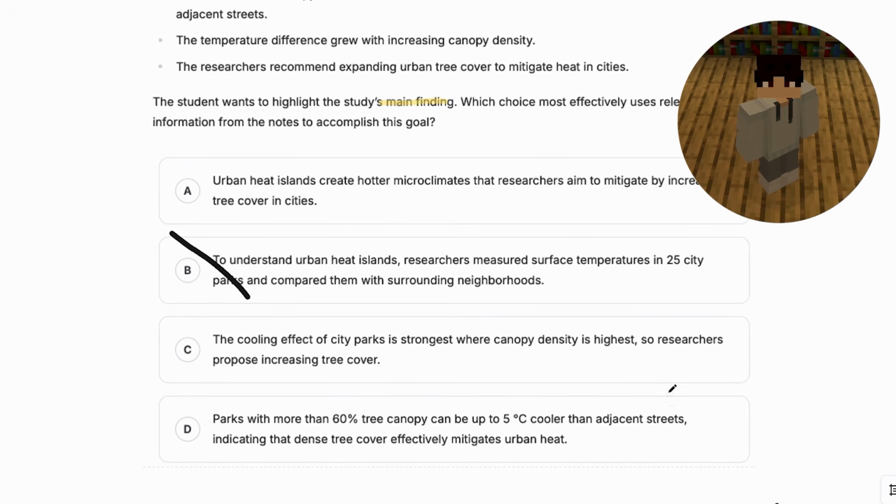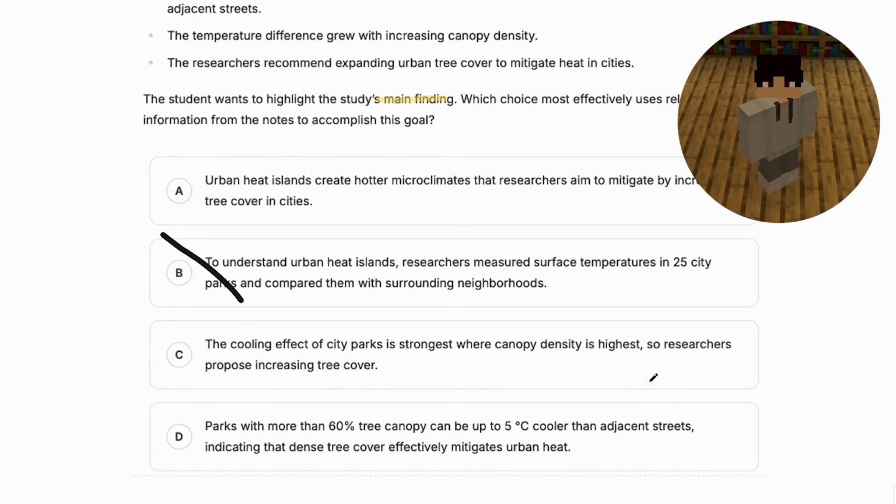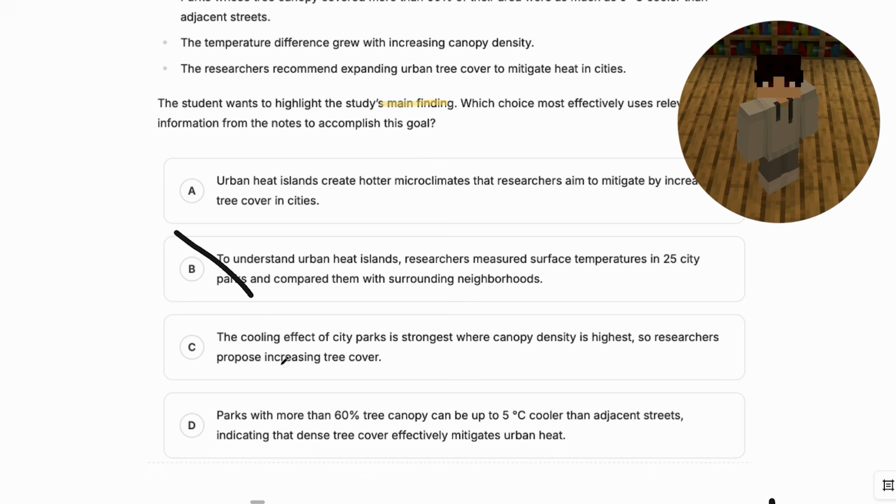The cooling effect of city parks is strongest when canopy density is highest, so researchers propose increasing tree cover. This is the hypothesis part of things. The researchers are proposing an idea. Again, not the result of the study.